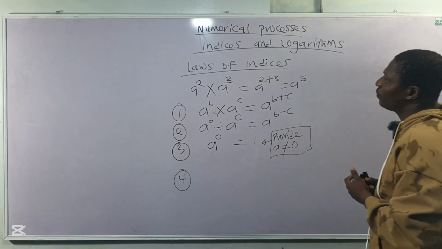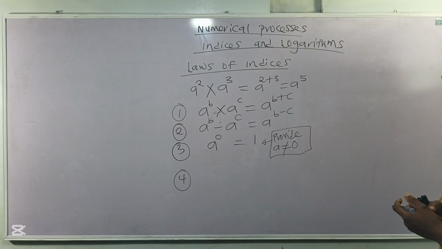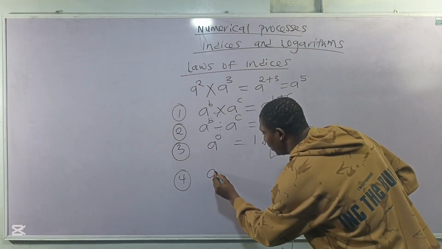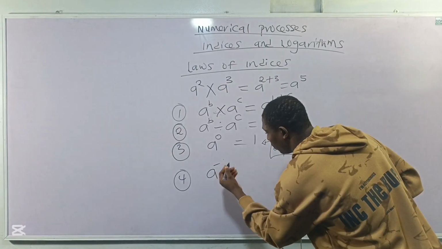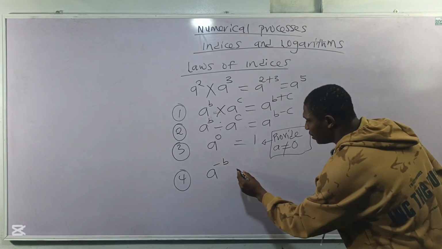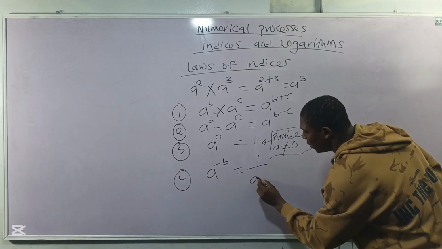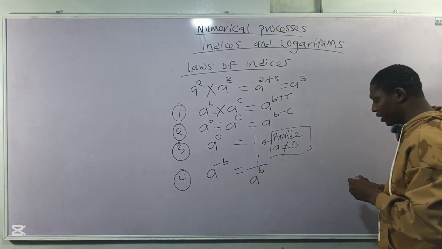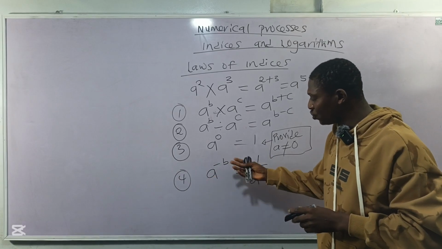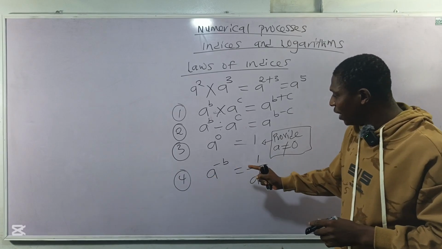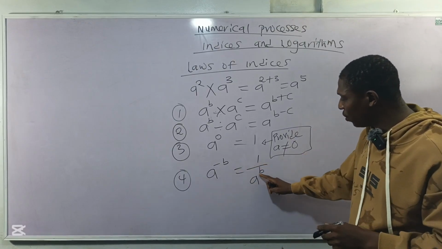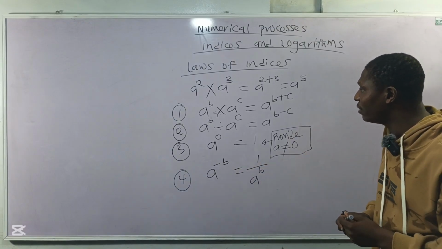Our fourth law of indices is the reciprocal law. Let's say I have a raised to power minus b. This is equal to 1 all over a raised to power b. That's to say, when an expression is raised to a negative power, I can simply take the reciprocal of that expression, removing the negative power.